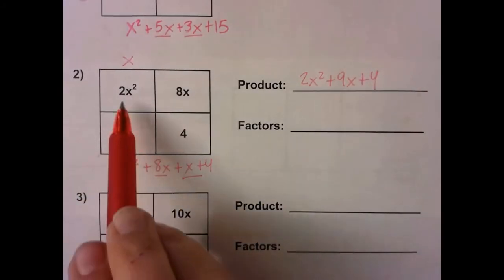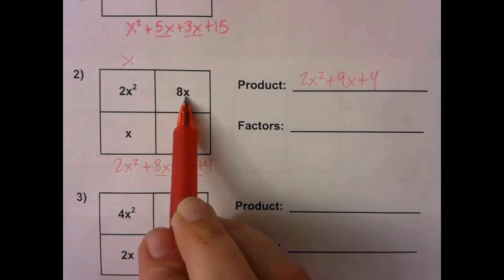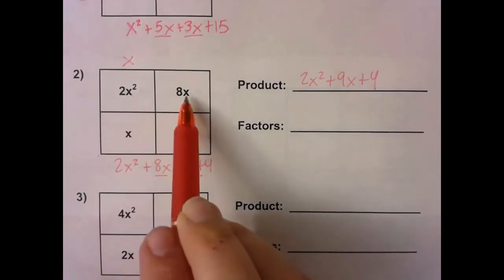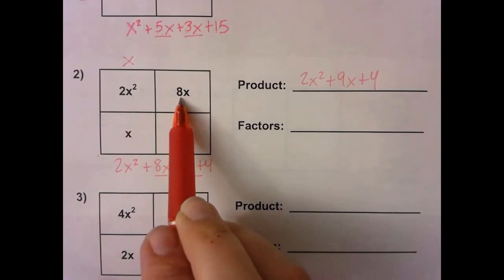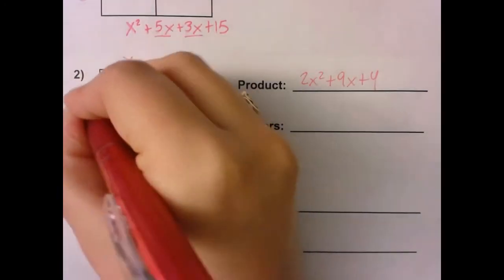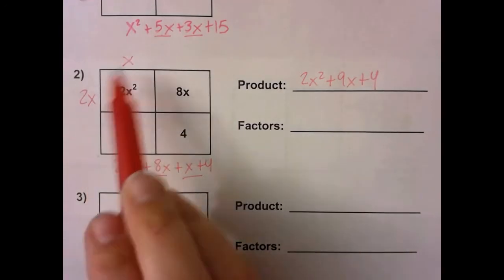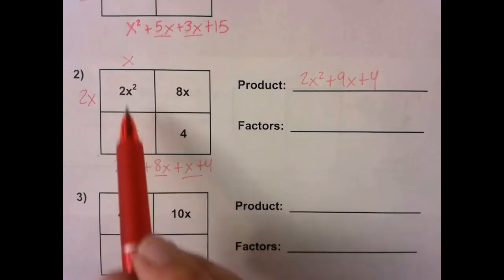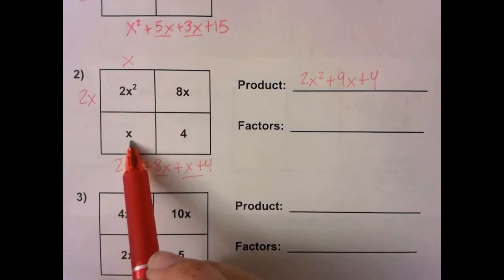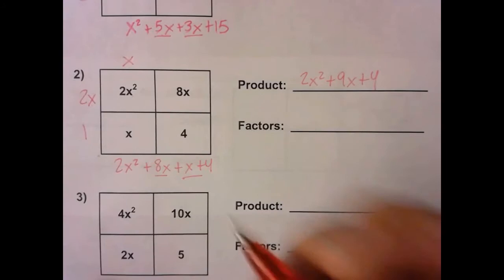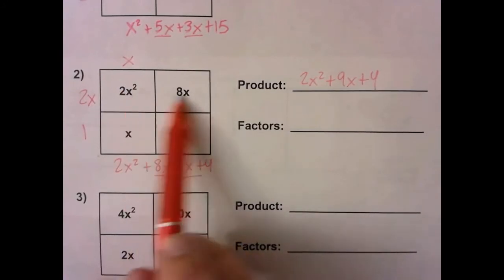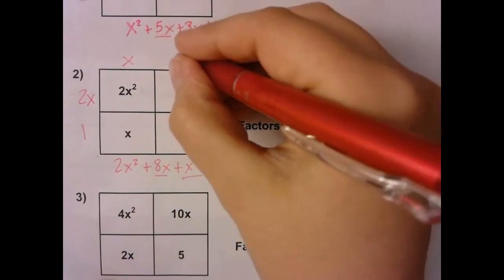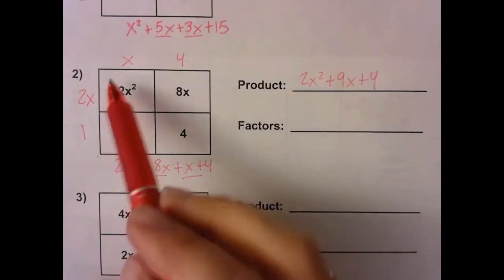Okay, what do 2x squared and 8x have in common? Well, they both have a 2x, because 2x times 4 would give me 8x. And so far we're right. 2x times x is 2x squared. So what times x gives me x? That would just be 1. And what times 2x gives me 8x? That'd be 4.